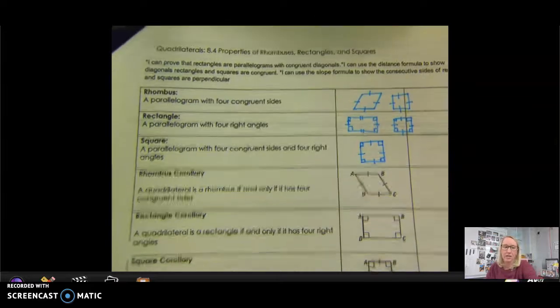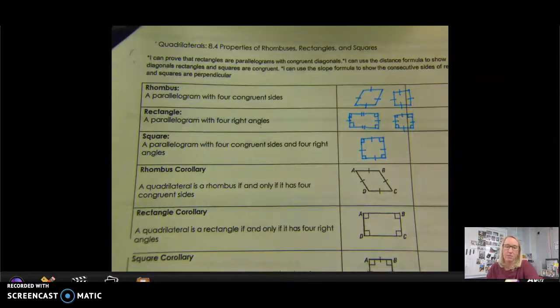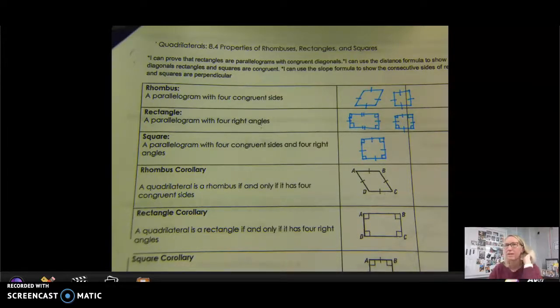A rhombus corollary: a quadrilateral is a rhombus if and only if it has 4 congruent sides. So that if and only if, remember that's our best definition. We learned that all the way back in Unit 2 when we were talking about conditional statements and biconditional statements. So that is a biconditional statement where we take out the if and then part and put in the if and only if part in the middle.